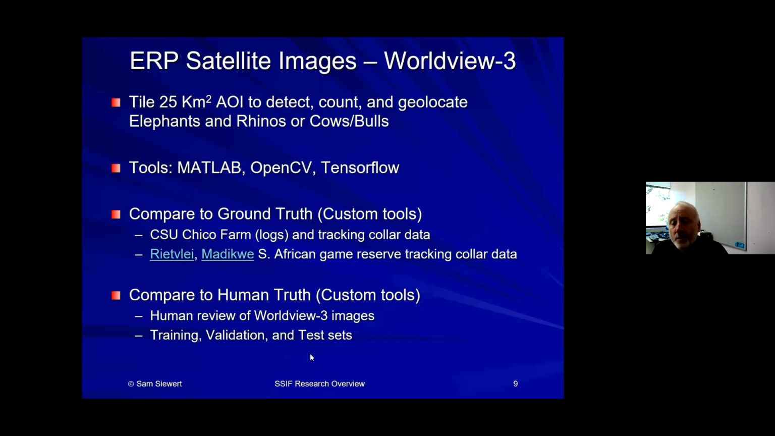And so you've got human truth, people looking at these images saying, yes, that's an elephant. Yes, that's a bull. And then you've got GPS truth. So you had a collar on an animal, and as long as the collar didn't fall off, you knew where they were. Those are the 2 types of ground truth we're interested in.